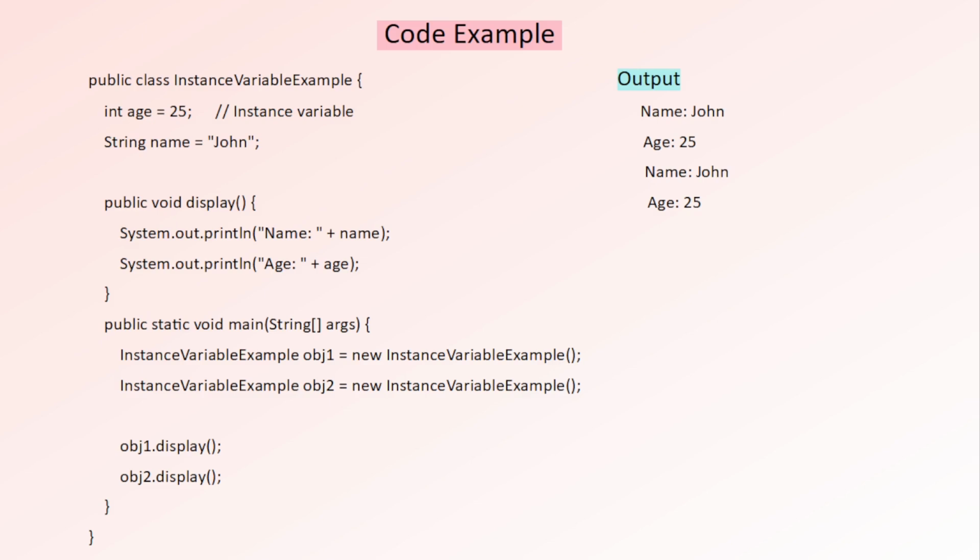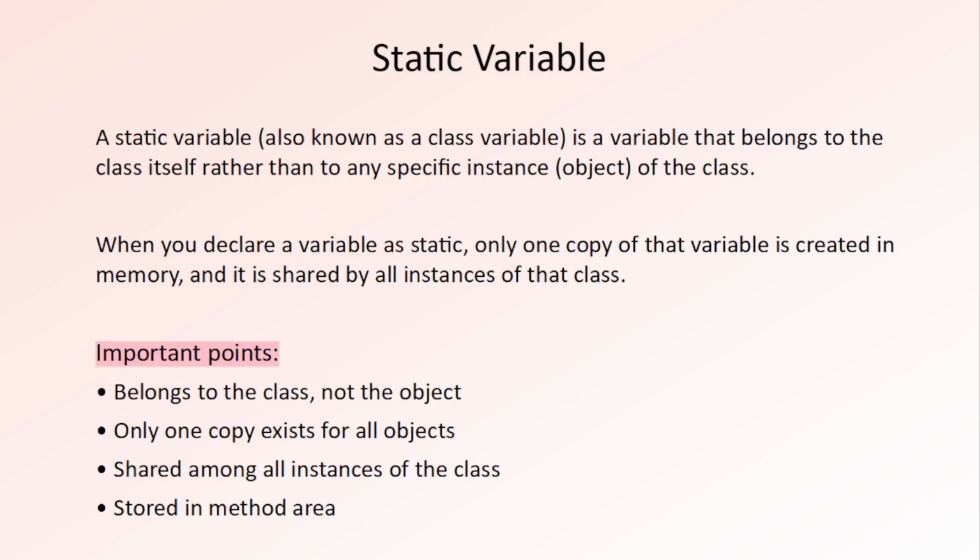Now let's talk about static variables. A static variable is declared using the static keyword. Unlike instance variables, static variables do not belong to the objects. Instead, they belong to the class itself. This means there is only one copy of the static variable and it is shared by all objects of the class. Static variables are usually stored in the method area of the memory. Now let's see its code example.